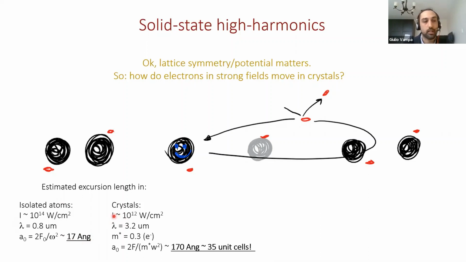Now, if you take a crystal such as zinc oxide, at 100 times less intensity but at a much longer wavelength, and the mass of the electron, as you'll see later, is actually a third of the mass of the electron in vacuum, because this electron moves in a solid and is dressed by the lattice, it actually feels lighter, you end up with 170 angstroms, which is huge. In zinc oxide, this is about 35 unit cells. So what I depict here is actually very conservative. This electron actually travels a lot further than just 2 atoms.